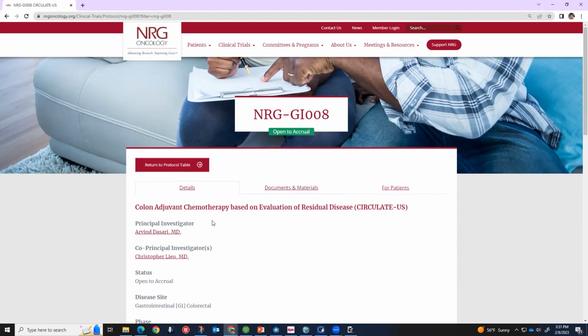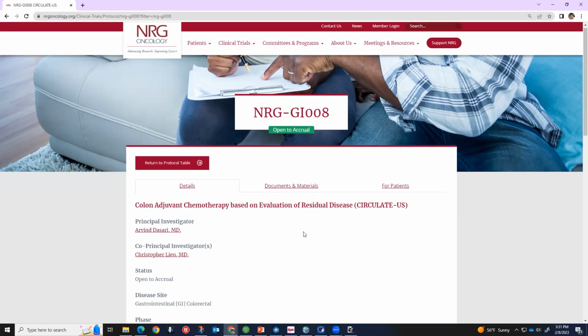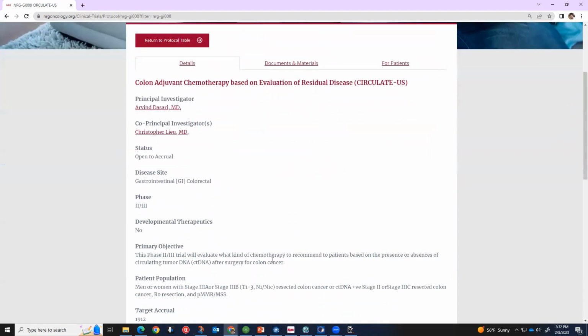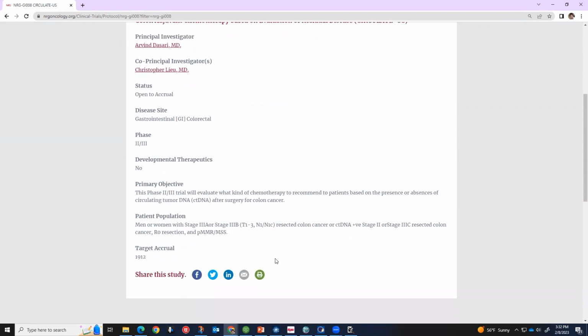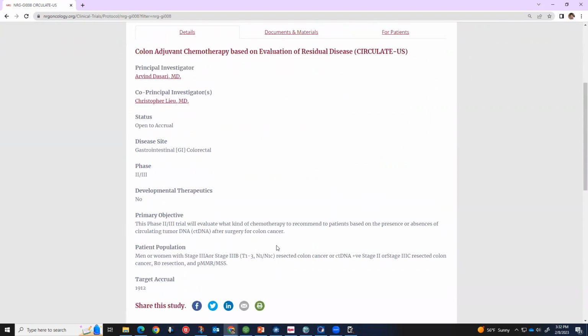What's important here is that we learn how to use this tool to the best benefit of the patients. There's currently an NRG study called Circulate USA, which is looking to figure out the significance of the presence or absence of circulating tumor DNA in patients like this one who get surgery for colorectal cancer. It's really important that we do these types of studies to determine how best to use this assay for the benefit of our patients.